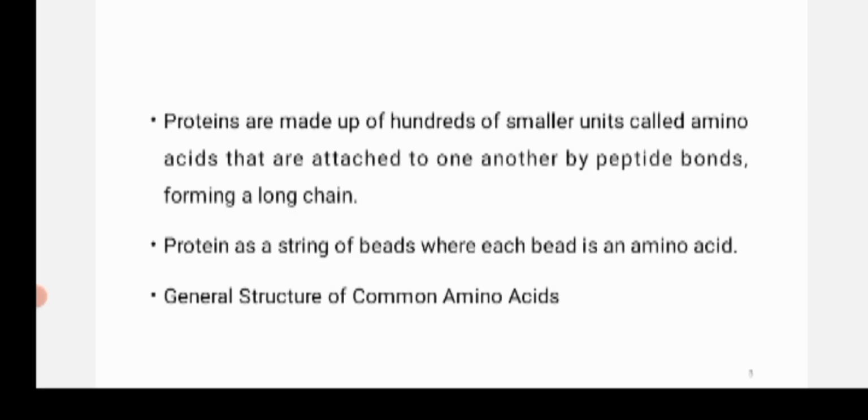The general structure of amino acids is R, CH, NH2, COOH. The R is the side chain. C is the carbon with hydrogen, COOH is the carboxyl acid group, and there is also the amino group. Imagine the first amino acid as R1 CH COOH NH2. It is joined to another amino acid, for example R2 CH COOH.